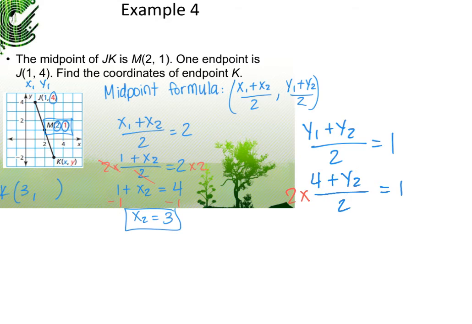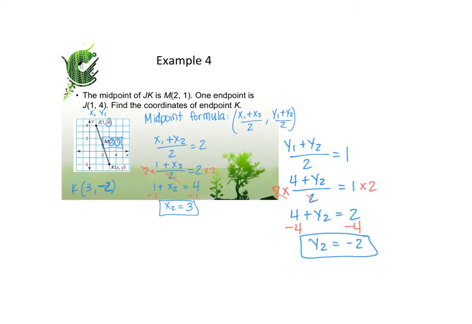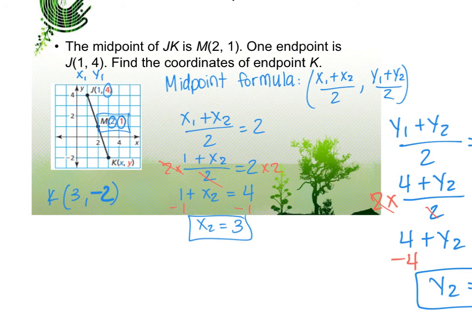You multiply both sides by 2. These are going to cancel. 4 + y2 = 2. Next thing we're going to do is take away this 4 from both sides. That way all we're left with is y2 = 2 - 4, which is negative 2. So now we have the y2 coordinate, which is negative 2, which gives us the coordinates of K.